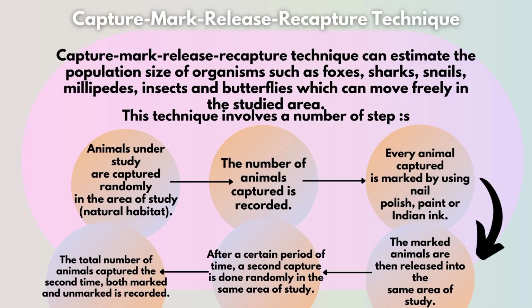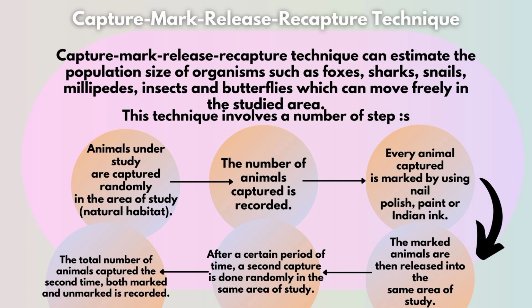Other than quadrant sampling technique, we also have capture, mark, release, recapture technique. What is that? Capture, mark, release, recapture technique can estimate the population size of organisms such as foxes, sharks, snails, millipedes, insects, and butterflies, which can move freely in a studied area. This technique involves a number of steps. First step is animals under the study are captured randomly in the area of study, which is their natural habitat.